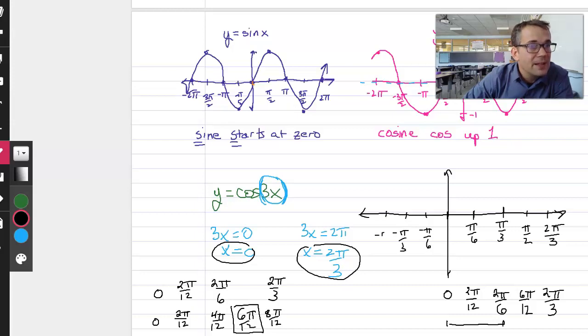Once I have these x values nailed down, the only thing left to figure out is we're doing cosine. So where do I start? Cosine goes up, 1, so I'll go up here to 1. This is 0. This is a negative 1. This is back to 0. This is back up to 1. And then this goes down to 0, down to negative 1, up here, boom.